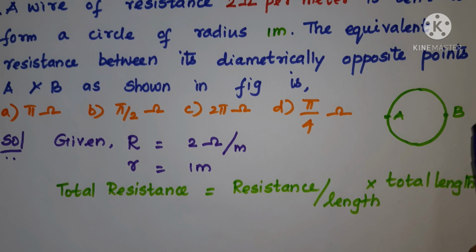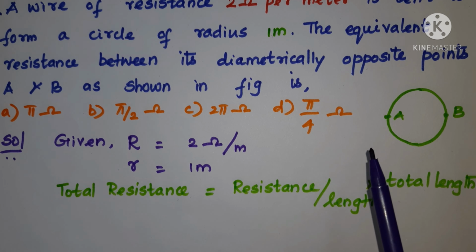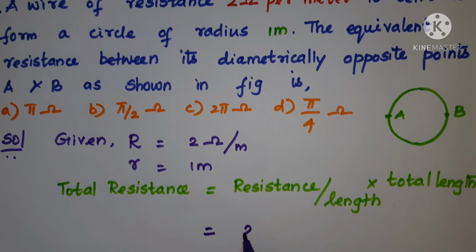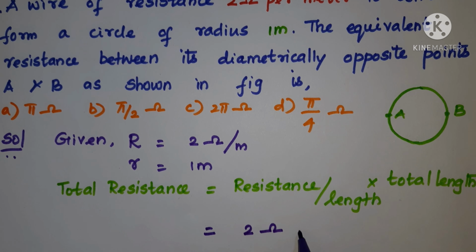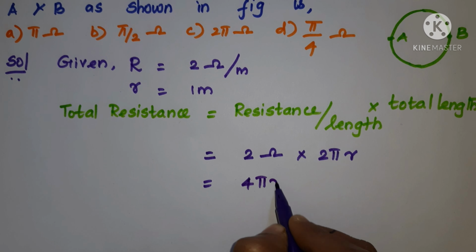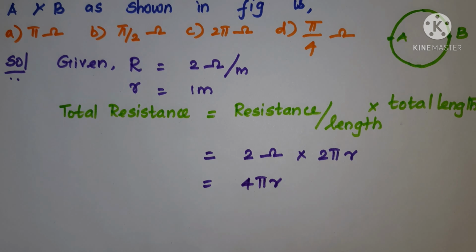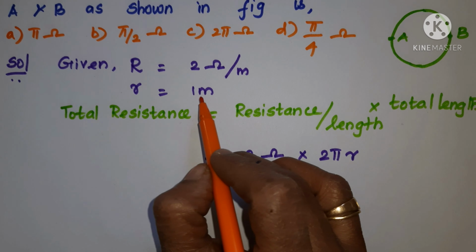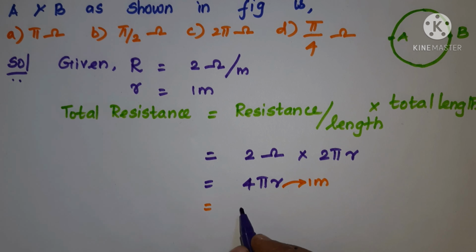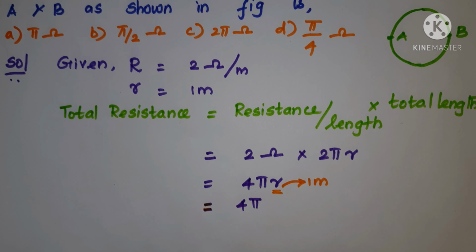How to find the total length of this wire? It is bent in the form of a circle, it's given there. So total length we can take that to be circumference of the circle, which is equal to resistance per unit length, it is 2 ohm, into total length, circumference. It is 2 pi r, which is equal to 4 pi r. That is the total resistance of this wire. As r value is equal to 1 meter, we have the total resistance to be 4 pi.